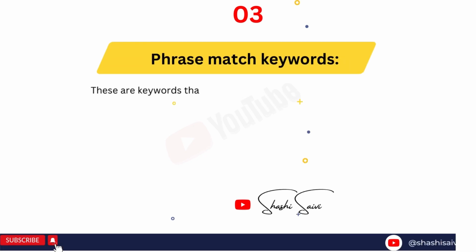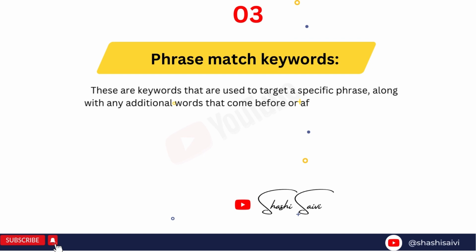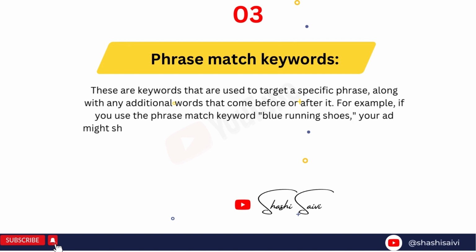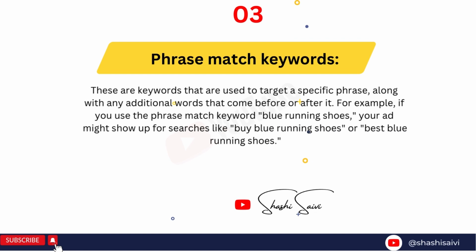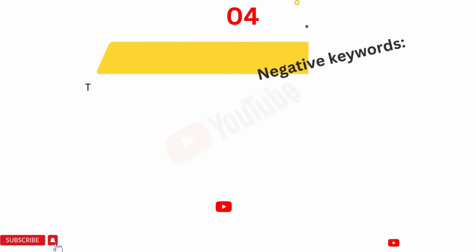Phrase match keywords. These are keywords that are used to target a specific phrase, along with any additional words that come before or after it. For example, if you use the phrase match keyword blue running shoes, your ad might show up for searches like buy blue running shoes or best blue running shoes.